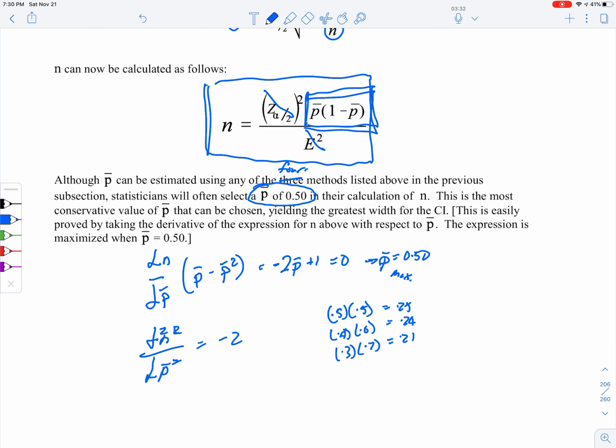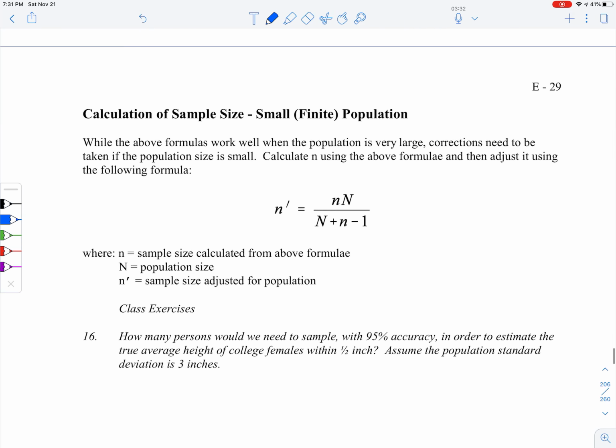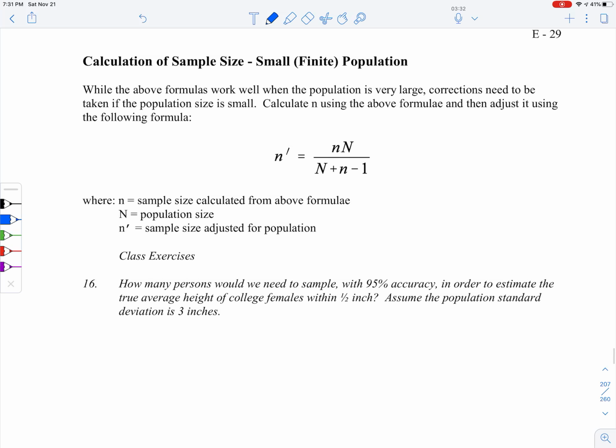One other thing we need to take a look at, and oh, by the way, again, remember, you don't need to know the calculus there. That's just an aside, which I think is just really a cool thing, and some of you will find that interesting.